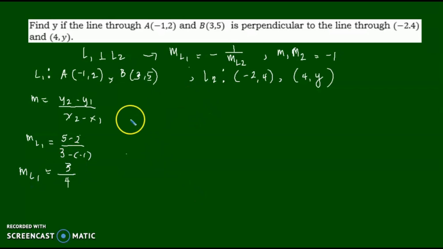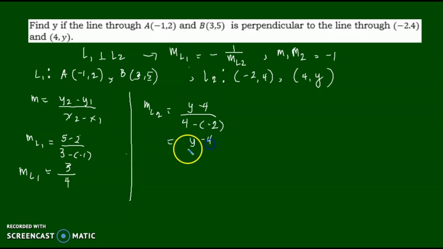How about the slope of line 2? So line 2, y minus 4 over 4 minus -2. So simplify y minus 4 over 4. This one, negative times negative equals positive. So that one becomes positive 2. So therefore, the slope of line 2 is equal to y minus 4 over 6.